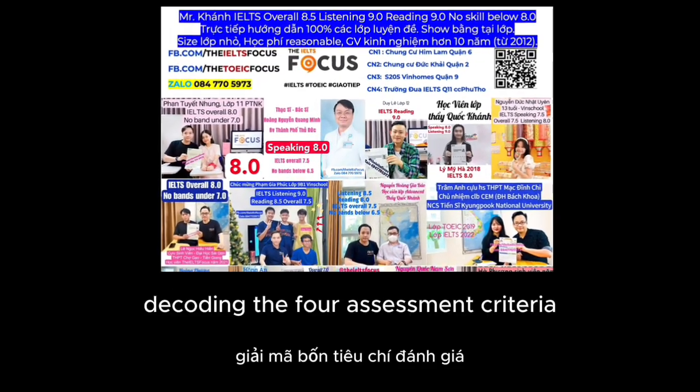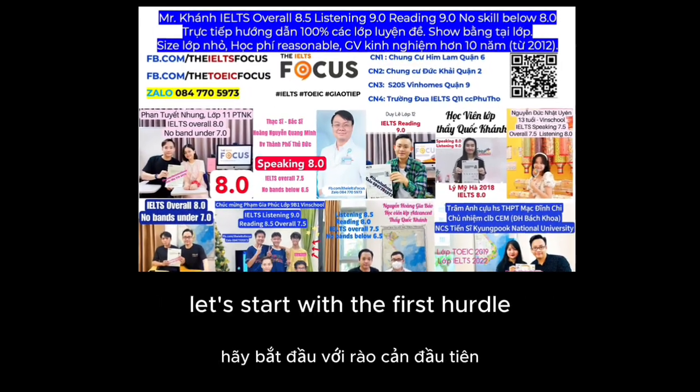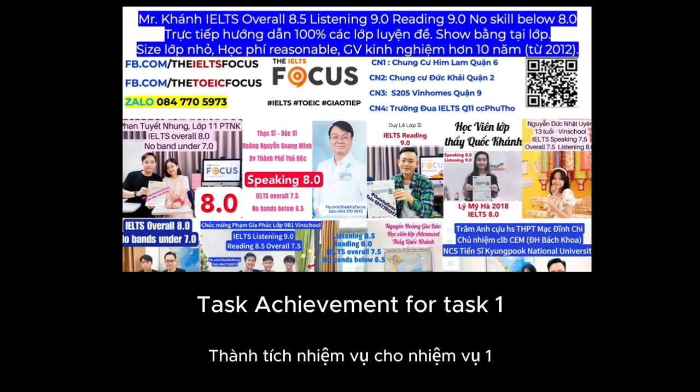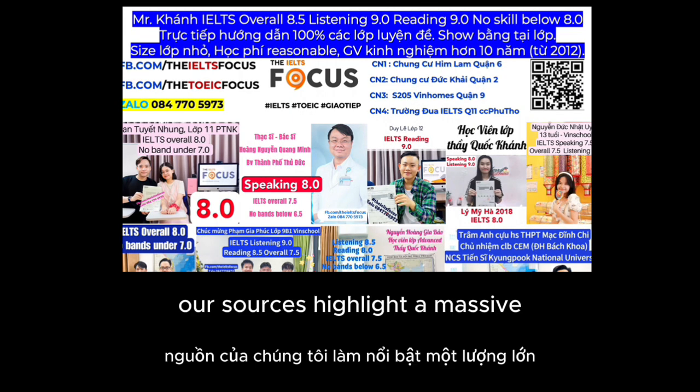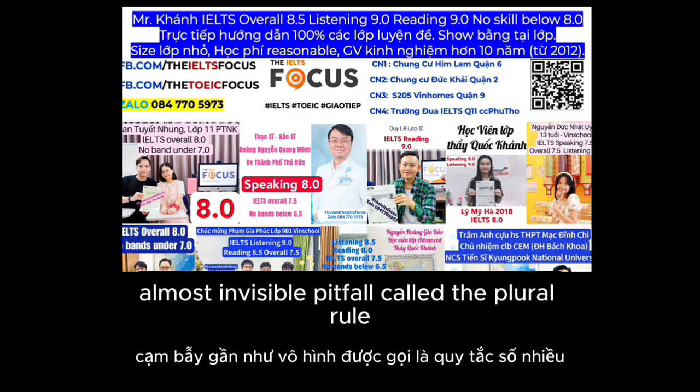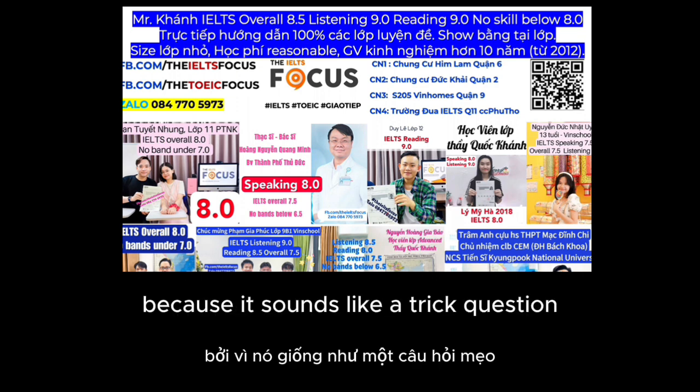Decoding the 4 assessment criteria. Let's start with the first hurdle. Task achievement for Task 1 and task response for Task 2. Our sources highlight a massive, almost invisible pitfall called the plural rule. Break this down for us because it sounds like a trick question.